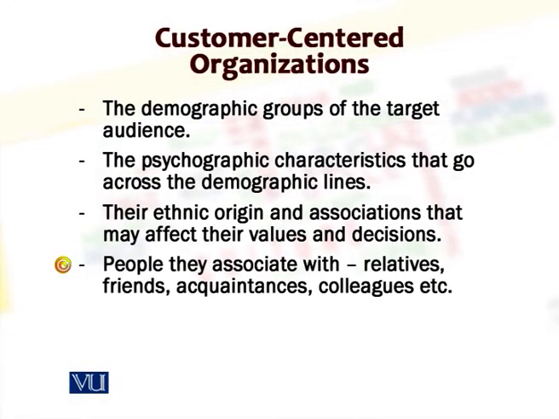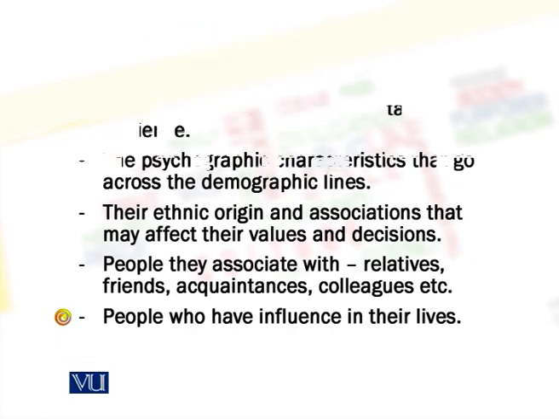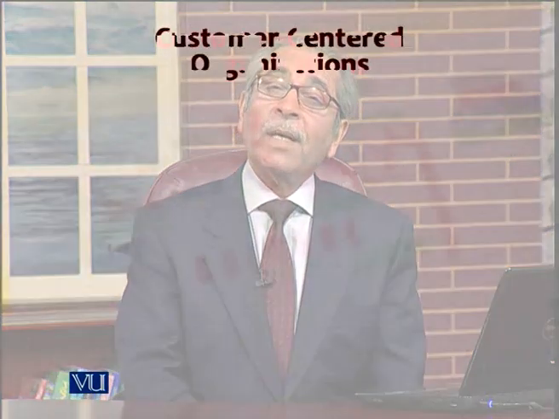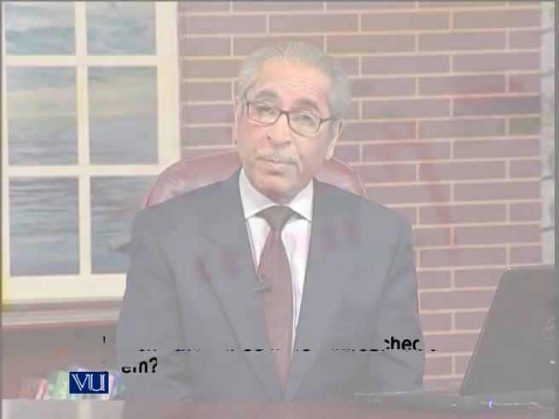You would like to understand their income brackets in terms of their demographics, and you would like to understand who are the most influential people within the family and who are the other people who have influence in their lives. You would like to know who they socialize with: colleagues, family members, friends, relatives, and so on. You would also like to know what other NPOs have approached that target audience. If somebody else has approached them, you will get a perspective on whether there is competition in terms of getting donations and funds. You will have your own particular strategy to raise funds accordingly if you think there is going to be a lot of competition. If there's no competition, you're lucky.